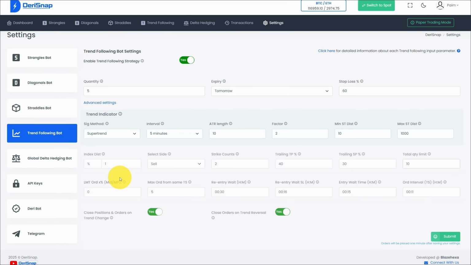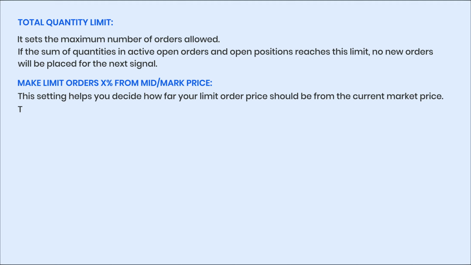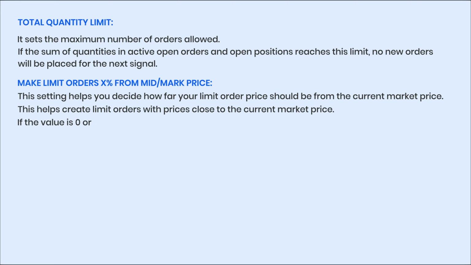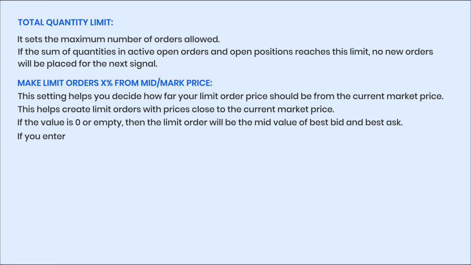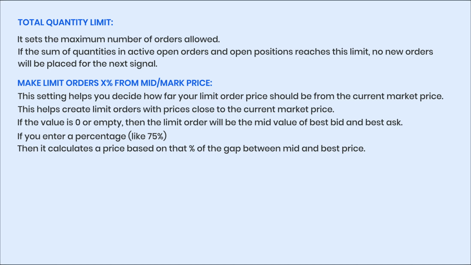Make limit orders % from mid/mark price. This setting helps you decide how far your limit order price should be from the current market price. This helps create limit orders with prices close to the current market price. If the value is 0 or empty, then the limit order will be the mid value of best bid and best ask. If you enter a percentage, like 75%, then it calculates a price based on that % of the gap between mid and best price.